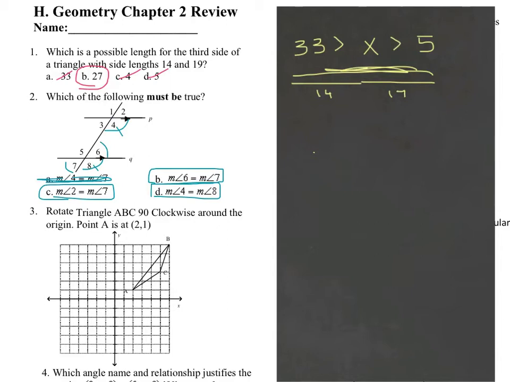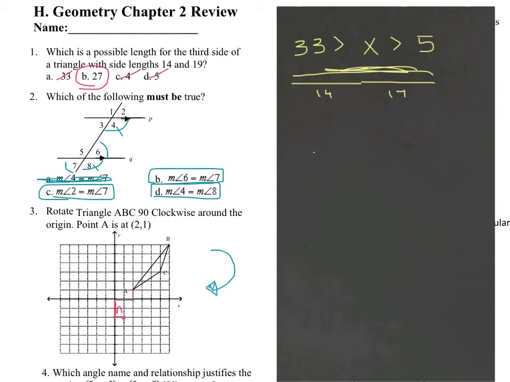For number 3, I am rotating this clockwise around the origin, so I'm talking about this direction here. So I'm going to take my A. It used to go over 2 and up 1. So now it's going to go down 2 and over 1. So here would be my new A prime.